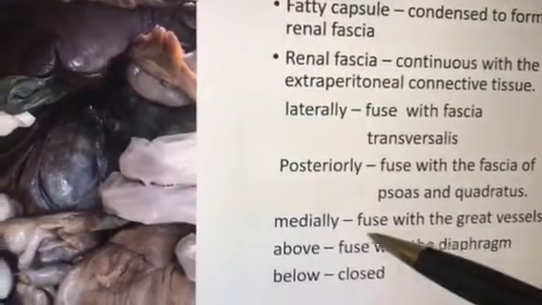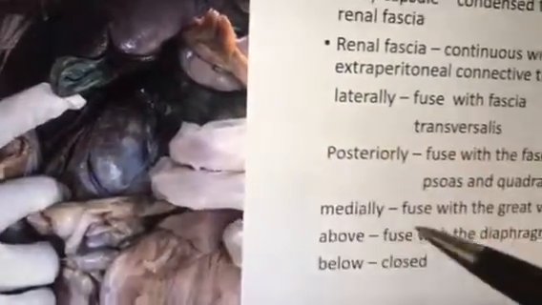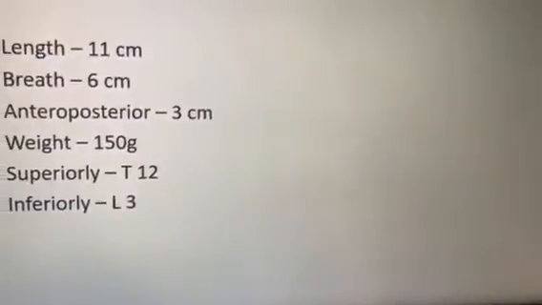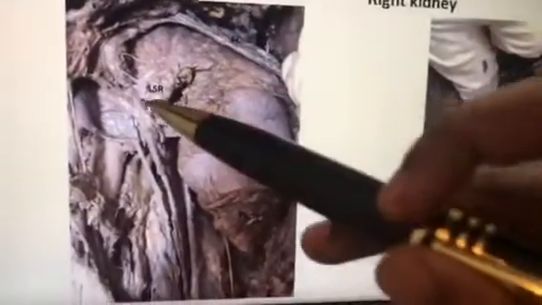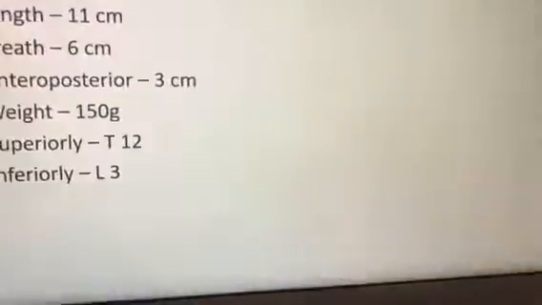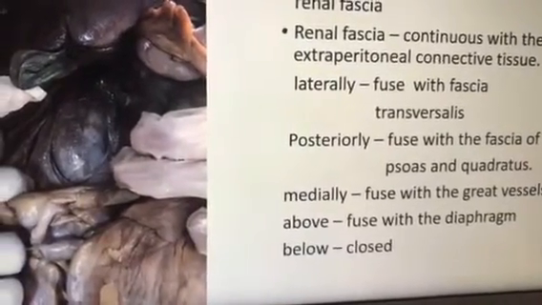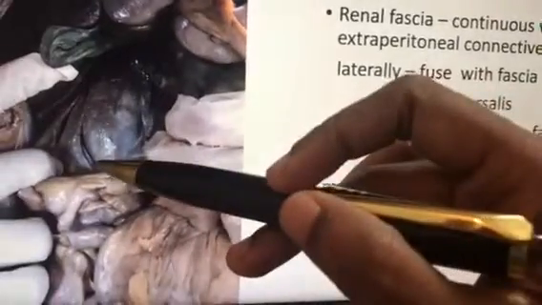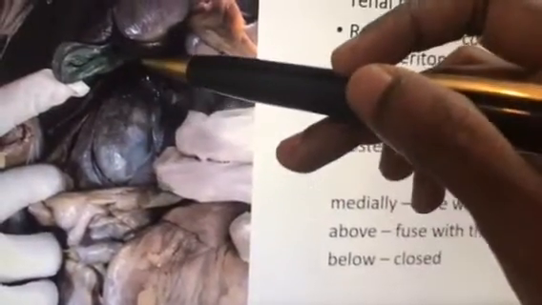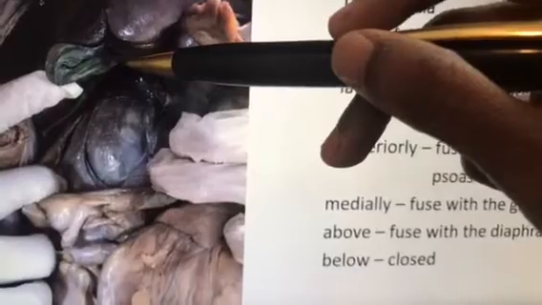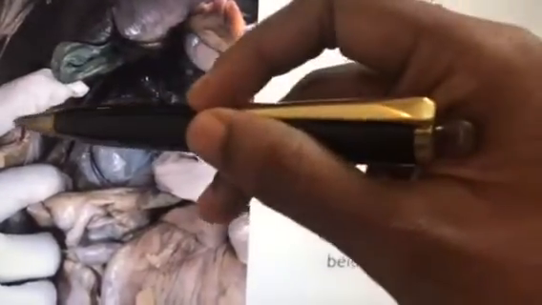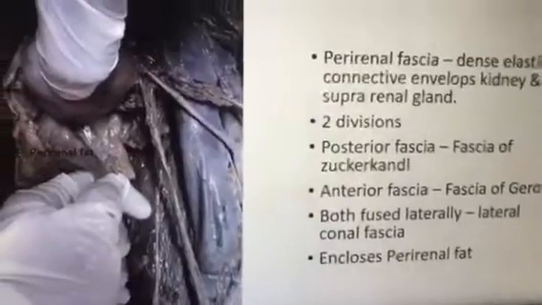And the renal fascia, medially if it goes here, it fuses with the great vessels. Look at this, aorta, IVC. It will be fusing with aorta and IVC, and above it fuses with the diaphragm, and below it is closed. That is a very important point. Below it is closed, above it ends fused with the diaphragm, and medially it goes and fuses with the great vessels.